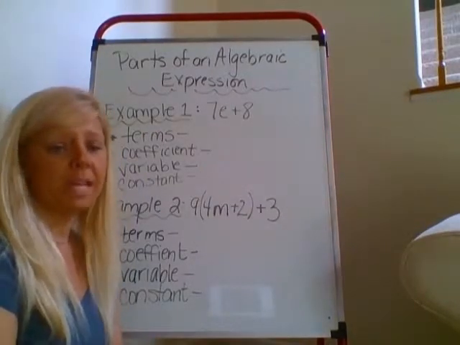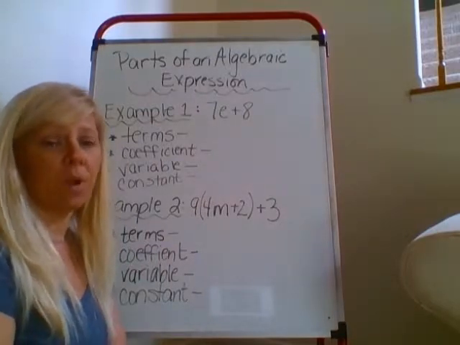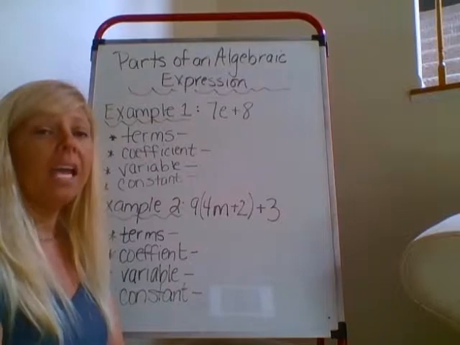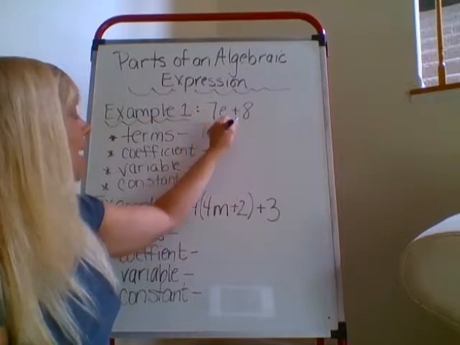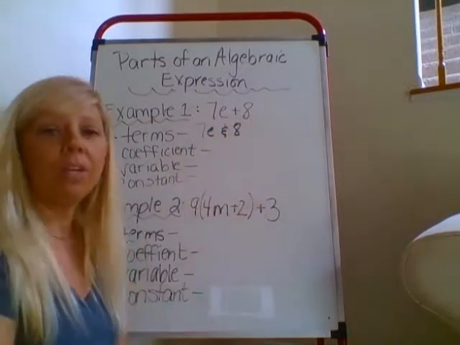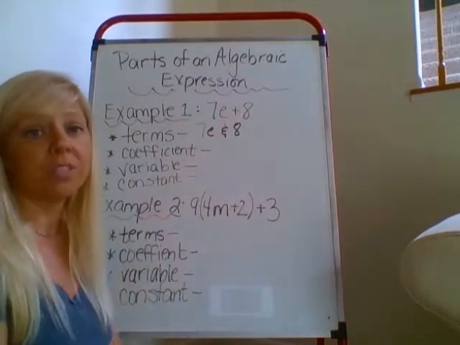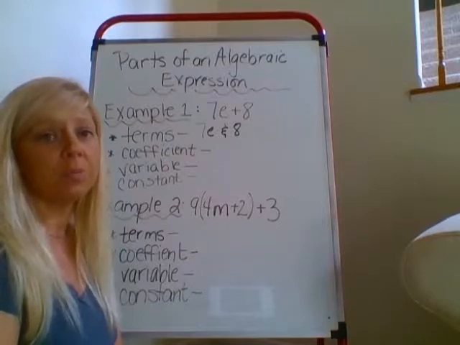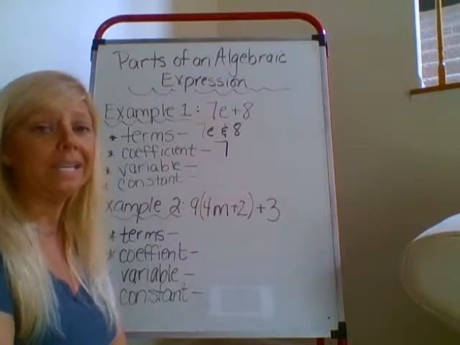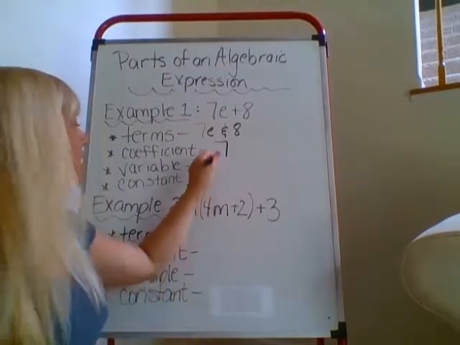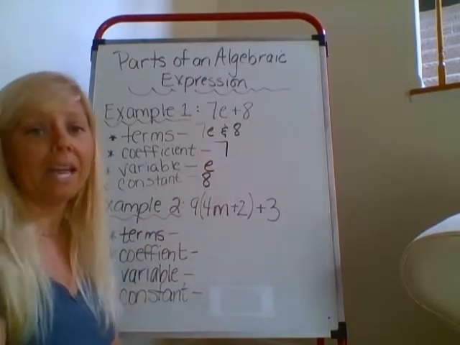So let's look at 2 examples on identifying the parts of an algebraic expression. Okay, so let's look at example 1. We have 7e plus 8. I have 2 terms in this algebraic expression, 7e and 8. And we describe this as the sum of 2 terms because we're adding and we have 2 terms, so the sum of 2 terms. The coefficient in this problem is 7. 7 tells how many e's that I need. I need 7 e's. The variable in this example is e, and the constant is 8 because I am consistently adding 8 no matter what e is.